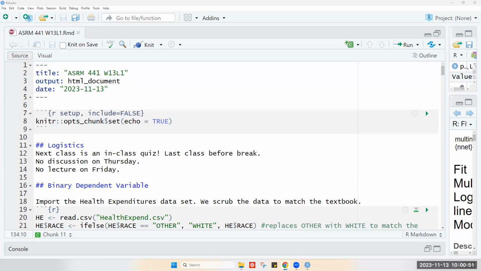All right, let's get started with today's lecture. I'm going to continue with what we talked about in PowerPoint, but do it in R, so you're familiar with how to do these types of things. The first thing that I want to talk about, though, is logistics.